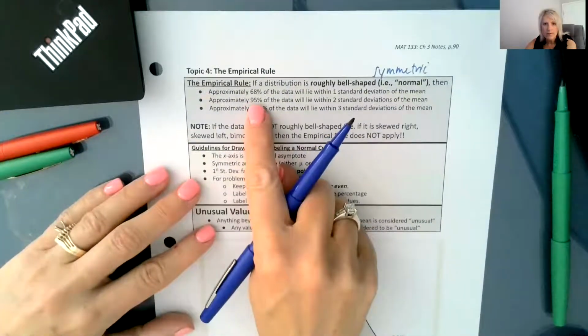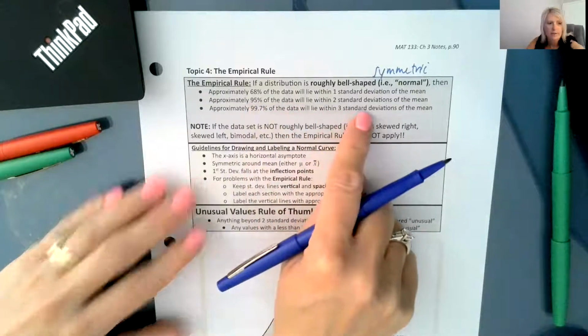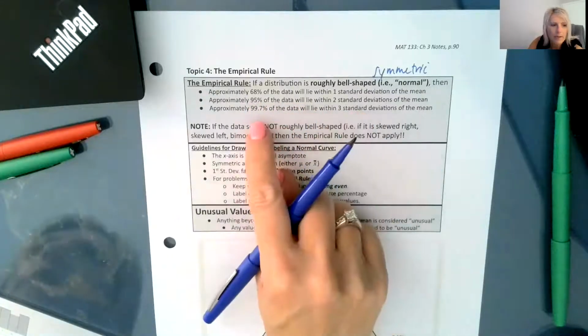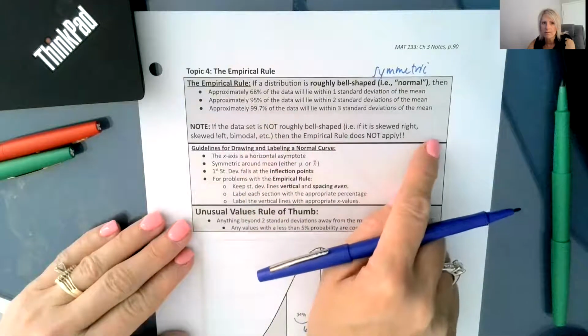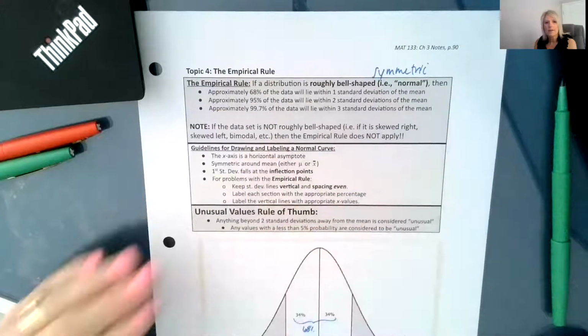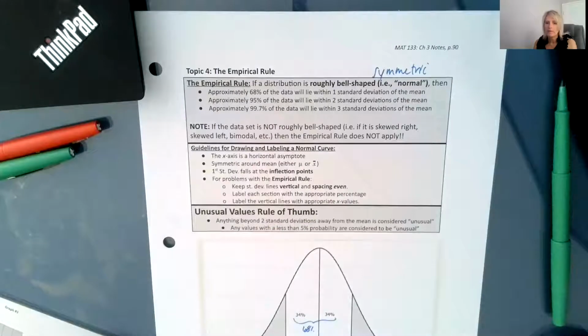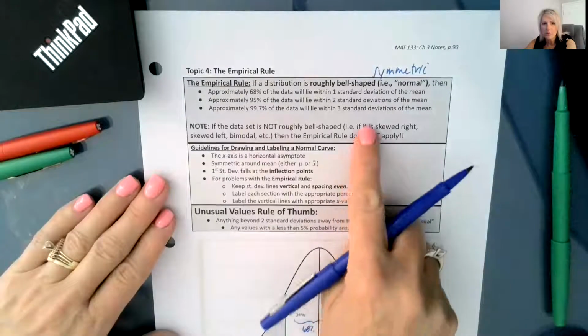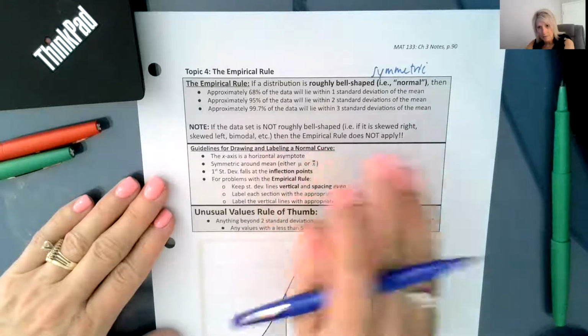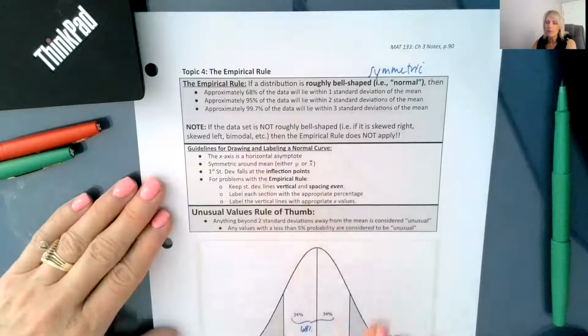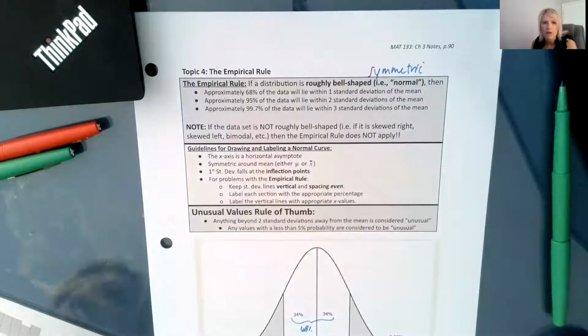Approximately 95% of the data will lie within 2 standard deviations of the mean, and approximately 99.7% of the data will lie within 3 standard deviations of the mean. If the data set is not roughly bell-shaped, i.e., if it is skewed right, skewed left, or bimodal, then the empirical rule does not apply. Okay, so if we have skewed data, we can't use this empirical rule at all.